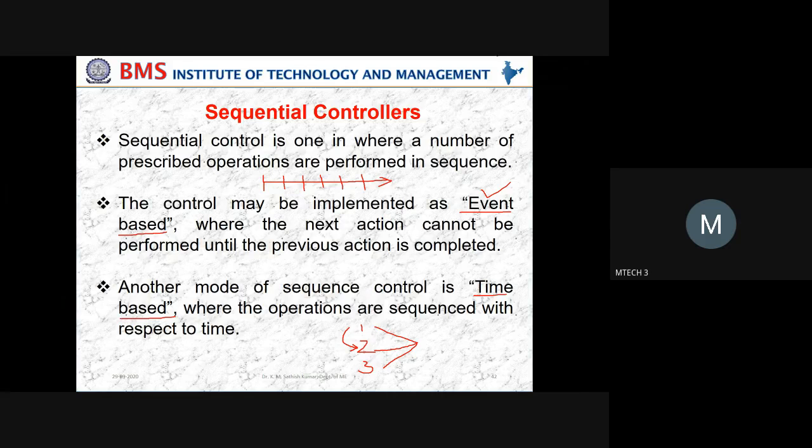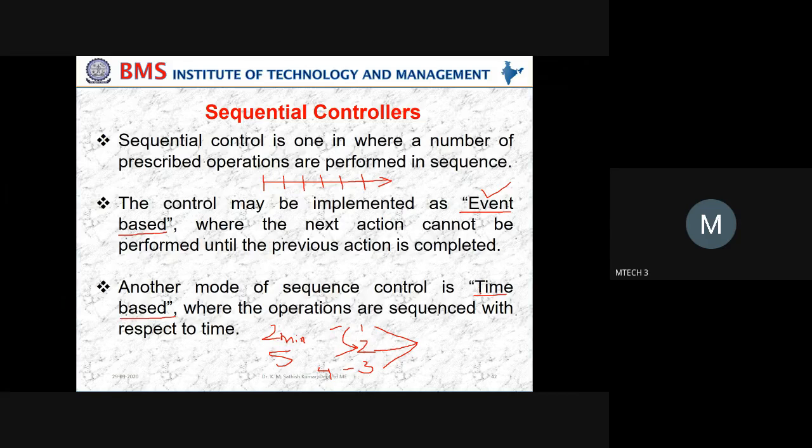Let's say for the first one you require 2 minutes for completing the operation. For this one it might be 5 minutes. For the third one it might be 4 minutes. Now how are you going to write the program? You write the program such a way that after 2 minutes, control will switch over to the next operation. After 5 minutes, control will switch over to the third operation. This is called the time based.